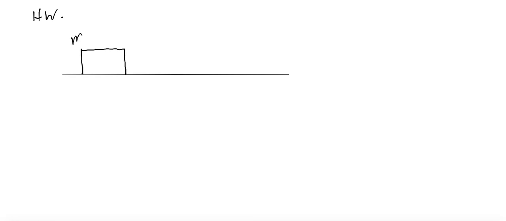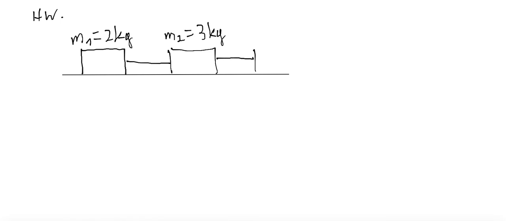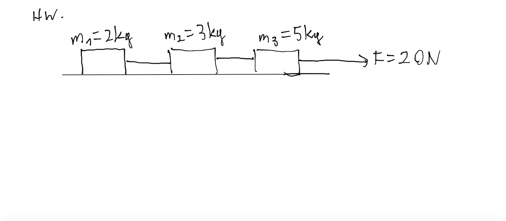Okay, and now your homework. Homework will be a little bit more complicated because I'm going to give you 3 masses connected by 2 strings. Mass 1, which is, let's say, 2 kilograms, connected with mass 2, which is 3 kilograms, connected with mass 3, which is 5 kilograms. These 3 masses connected together experience a force of, let's say, 20 newtons.